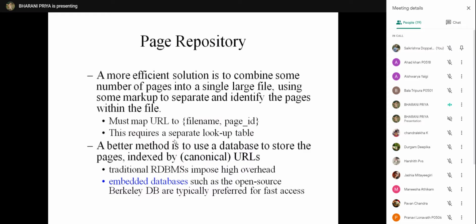So what is the more efficient solution? The more efficient solution is to combine a few pages into a single large file and name that file with some file name. What I am saying is combine a few pages into a large file, and that URL should be considered as the file name, with a page ID to uniquely identify each page.